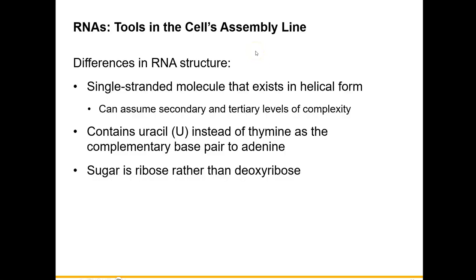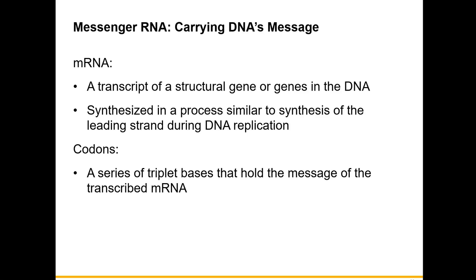So the differences in RNA structure. It's single-stranded and exists in a helical form, and can assume secondary and tertiary levels of complexity. It contains uracil instead of thymine as the complementary base pair to adenine, and the sugar is ribose instead of deoxyribose. mRNA is a transcript of structural genes in the DNA, synthesized in a process similar to the synthesis of the leading strand during DNA replication. Codons are triplets, and each holds a message for the transcribed mRNA.